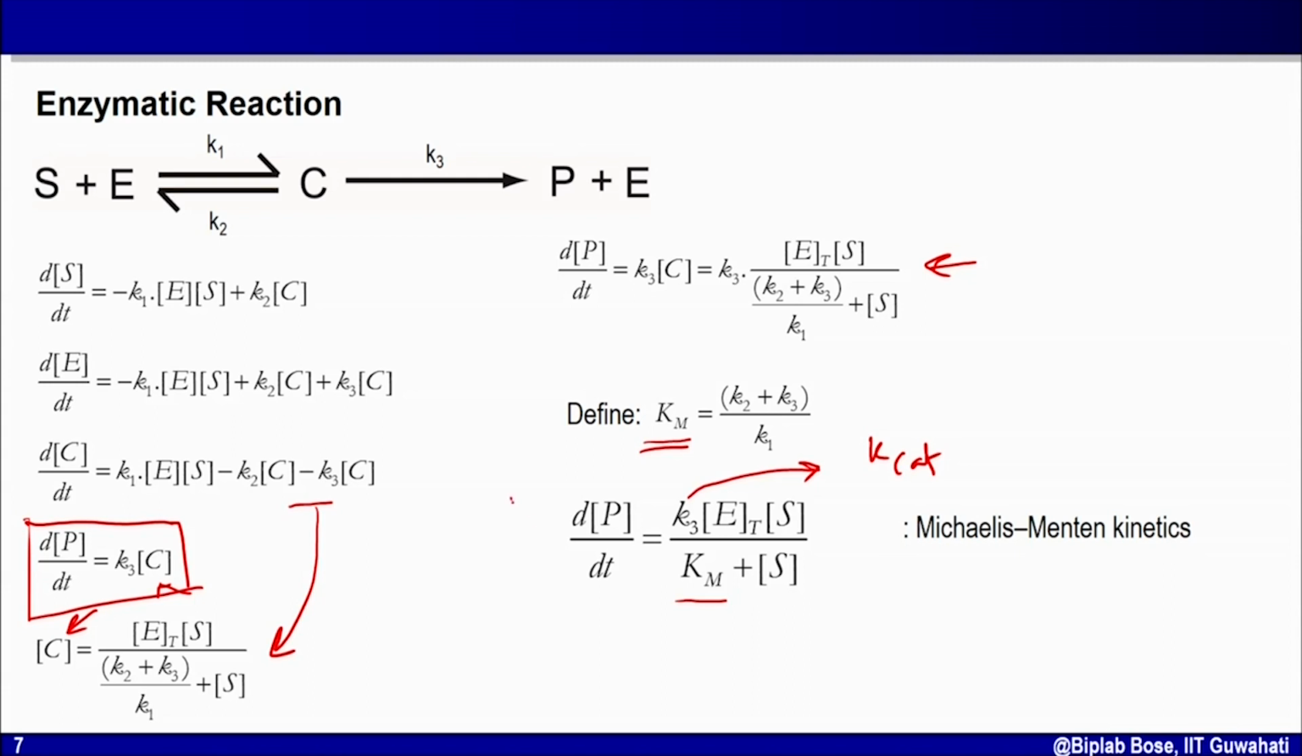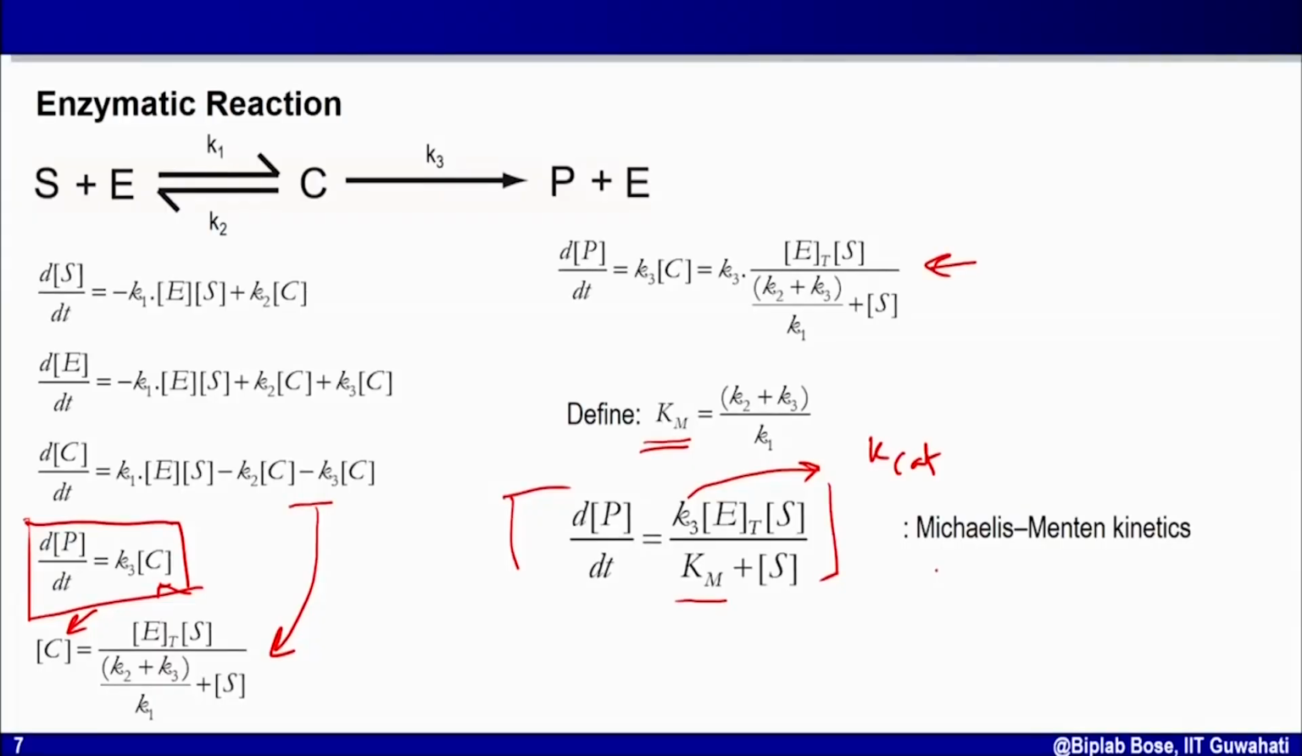This whole ODE is essentially the ODE for the product formation if I consider those two assumptions, that substrate is much more than the enzyme and C is in a quasi-steady state. And this kinetics is called Michaelis-Menten kinetics.